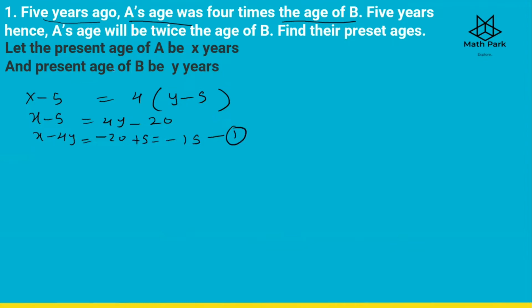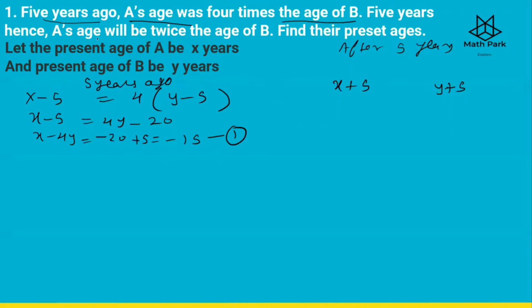Now the next condition: 5 years hence, that is after 5 years, their ages are going to be X plus 5 and Y plus 5. This is after 5 years, and this was 5 years ago. So that we have to remember. So the ages are going to be X plus 5 and Y plus 5.